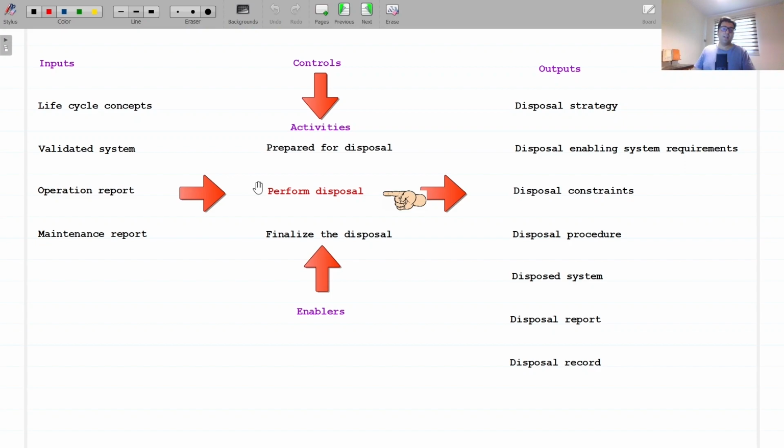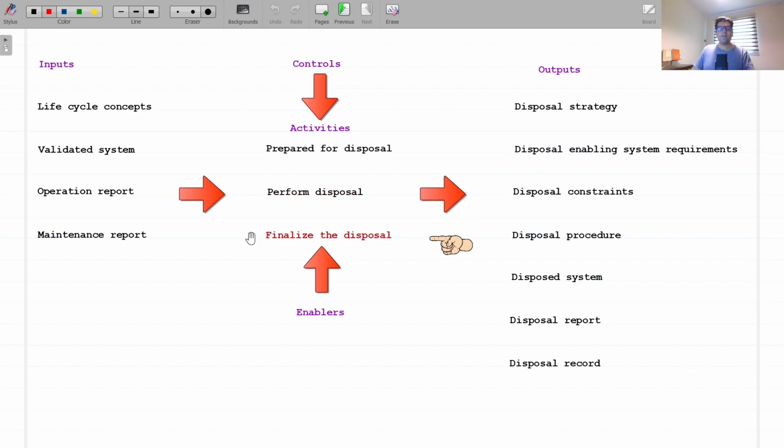Dispose of the deactivated system element per the disposal procedure. Remove affected staff and capture the tacit knowledge for future needs. Finalize the disposal. Confirm no adverse effects from the disposal activities and return the environment to its original state. Maintain documentation of all disposal activities and residual hazards.